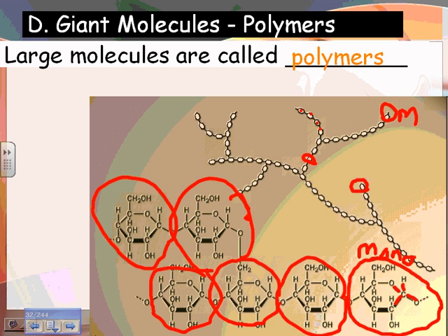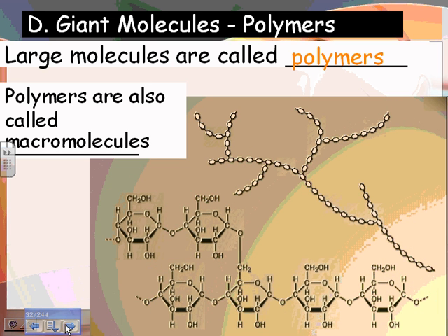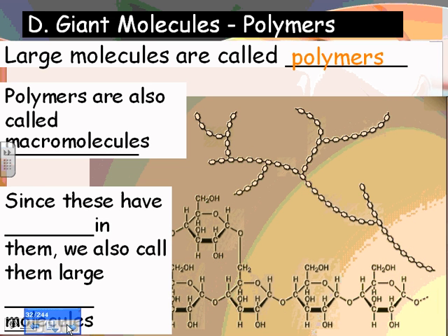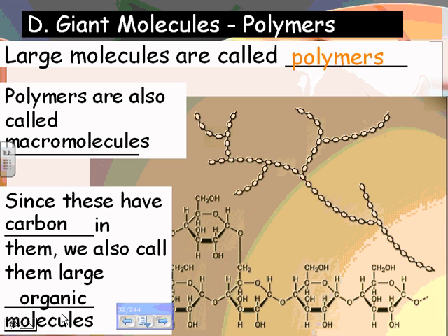Polymers are also called macromolecules, macro meaning big. Since these have carbon in them, we'll also call them large organic molecules. You need to know that organic means that it's a molecule with at least two carbons. You can see this molecule has way more than two carbons. One, two, three, four, five, six times every single one. There's another one over here, so six times six already. So remember, organic is when you have at least a couple of carbons, and they're also called macromolecules or polymers. These words all mean the same thing for our purposes.